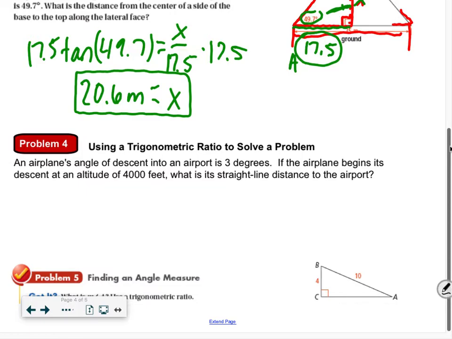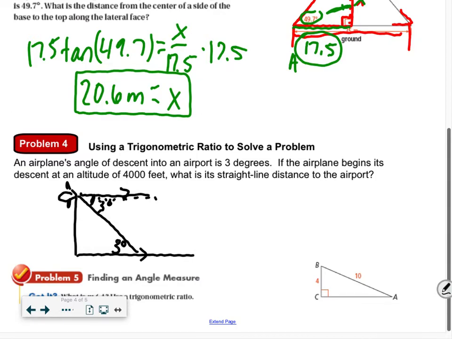Okay, problem 4. We have an airplane that has an angle of descent of 3 degrees. So we've got a little airplane here. It is coming in at this angle right here, and that is 3 degrees. It's kind of confusing why it's on the outside. This angle right here is our angle of descent, not the one inside of the triangle, but they are parallel, and if you remember your geometry, that makes this interior angle right here 3 degrees.